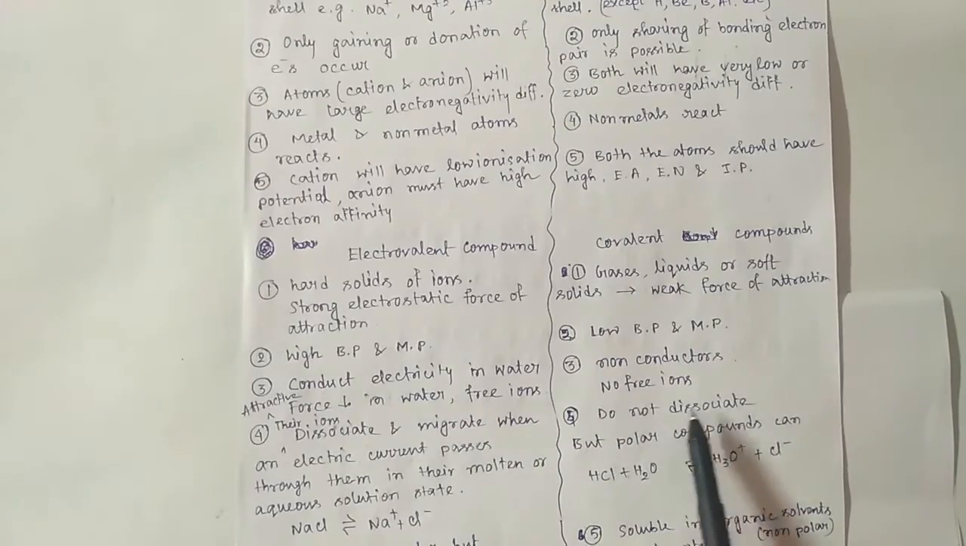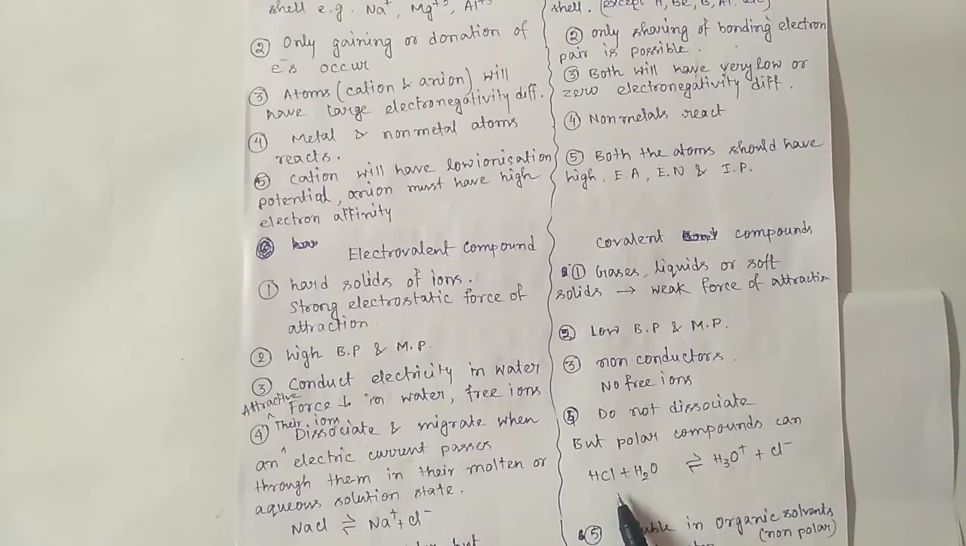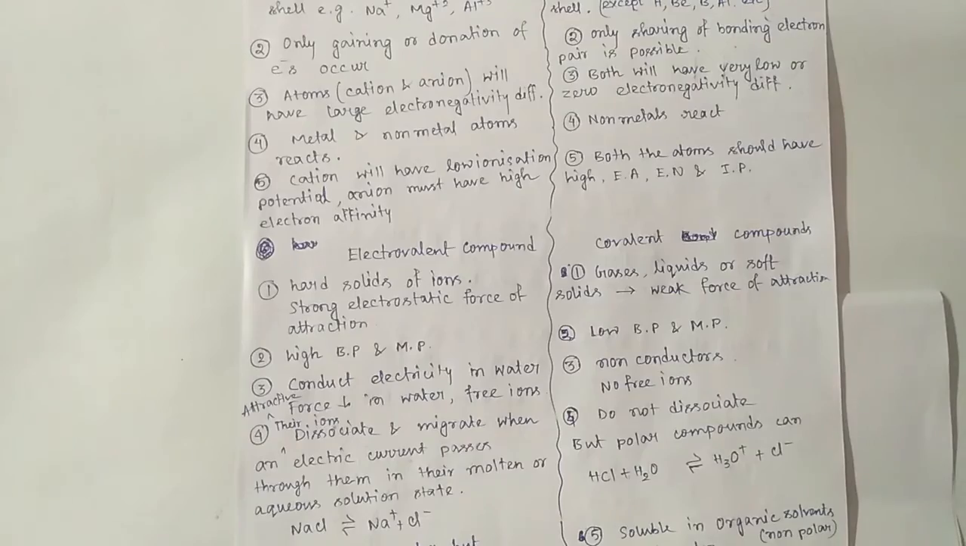That is why it does not conduct electricity in water, because there is no separation of ions in water medium for covalent compounds, and they do not dissociate, but polar compounds can. And I have told you the polar compounds like HCl, because in water there is a separation of charge, H+ and Cl-. That is why they conduct electricity and also dissociate. And they are soluble in organic solvents, insoluble in water. Soluble in organic solvent, because organic solvent is non-polar. That is why they are soluble in organic solvents.